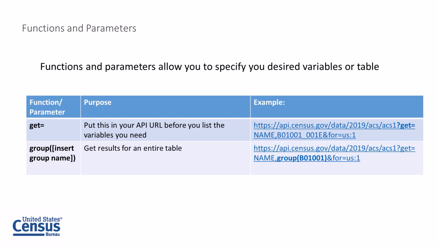And then there is the group function. So with the get parameter, you can include up to 50 variable names separated by commas.